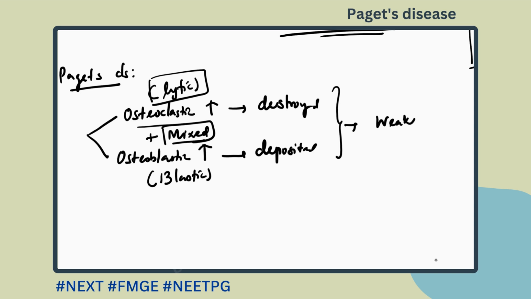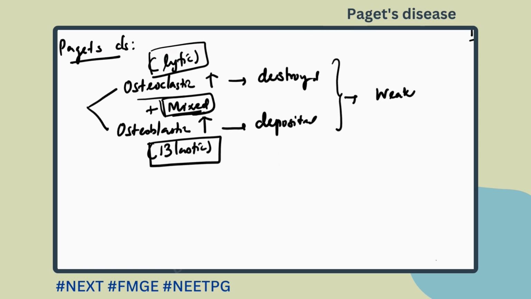If lytic activity is more, then it is called the lytic phase. If blastic activity is more, then it is called the blastic phase. If both are present, then that is called the mixed phase. These are the phases of Paget's disease. Once this kind of activity happens, the bone gets weak and it is more prone for pathological fractures. Okay, you treat this condition with drugs like alendronate.